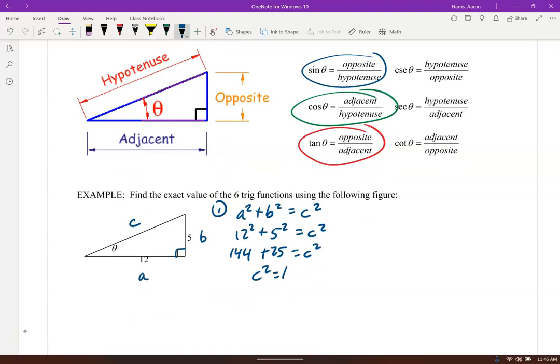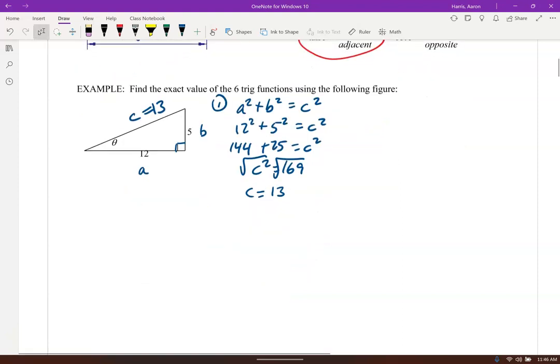So C squared ends up being 169. And we're going to go ahead and square root both sides. Well, plus or minus 13, we know it's got to be the positive 13 because this is a side length. It's got to be positive. So C here is 13. That's step number 1. And then we can go through and find all 6 trig functions.